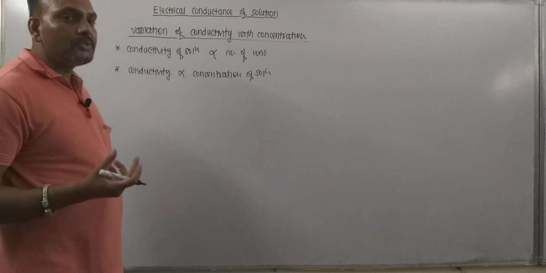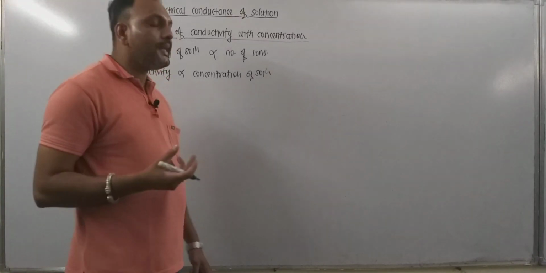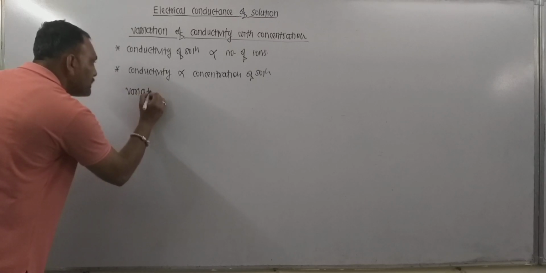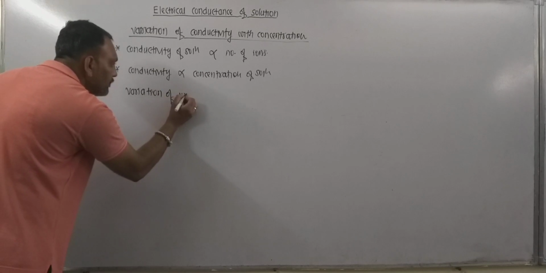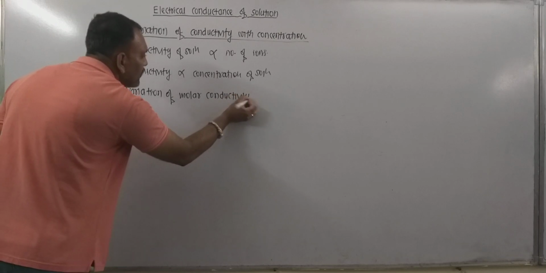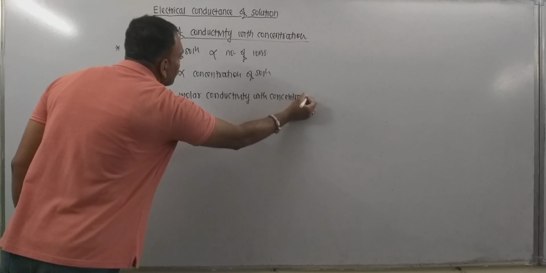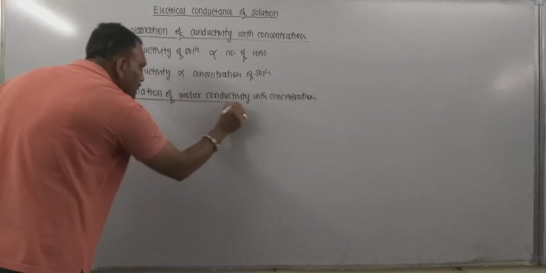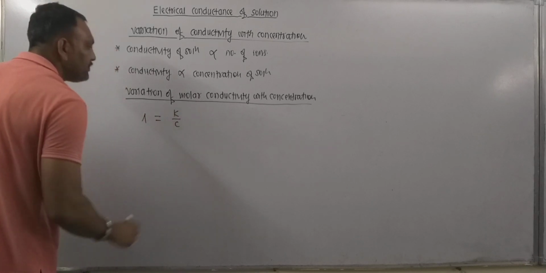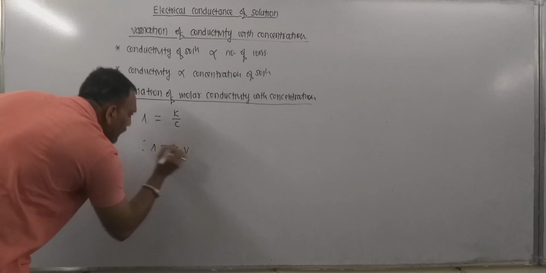Now another crucial and very important thing is the variation of molar conductivity with concentration. Now it is most important. Earlier we have discussed that molar conductivity, that is lambda, is equal to K by C. Thus we can say that lambda is equal to K into V.